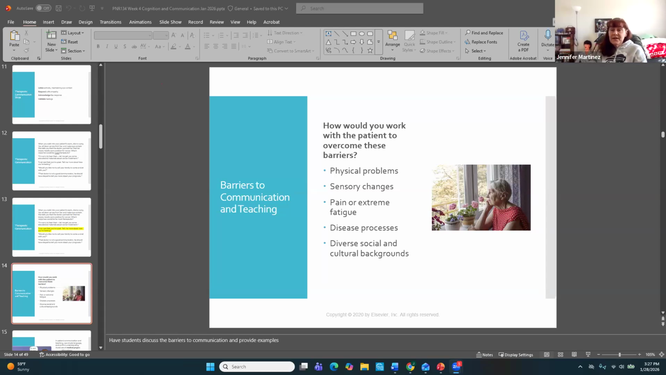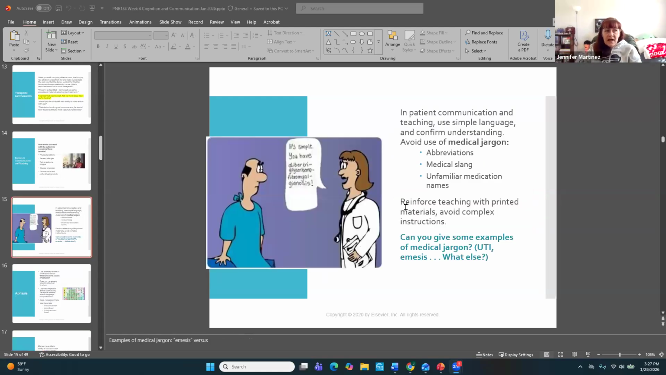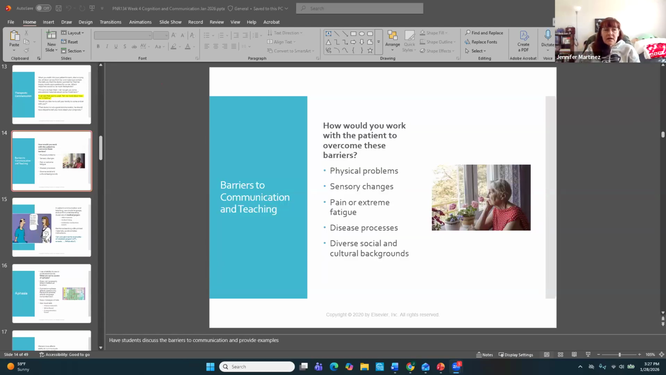But even extreme fatigue, think about times when you're really, really tired, right? And how that affects your ability to communicate, certain disease processes. Social and cultural backgrounds can also affect communication, right? If we don't speak the same language, that's a huge communication barrier, right? So these are some of those barriers that we are going to come across.